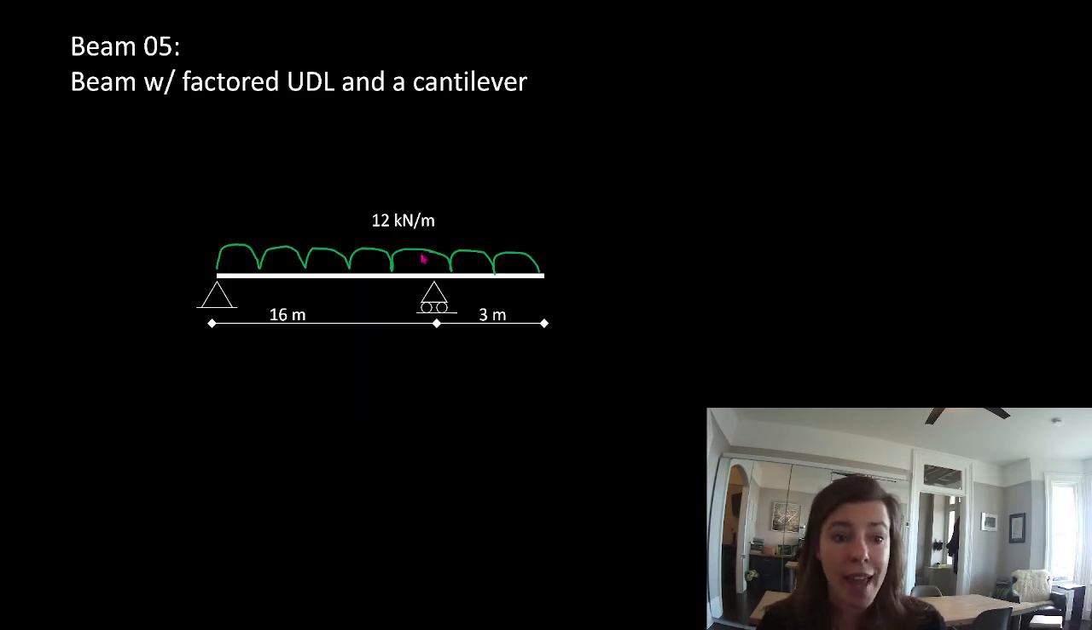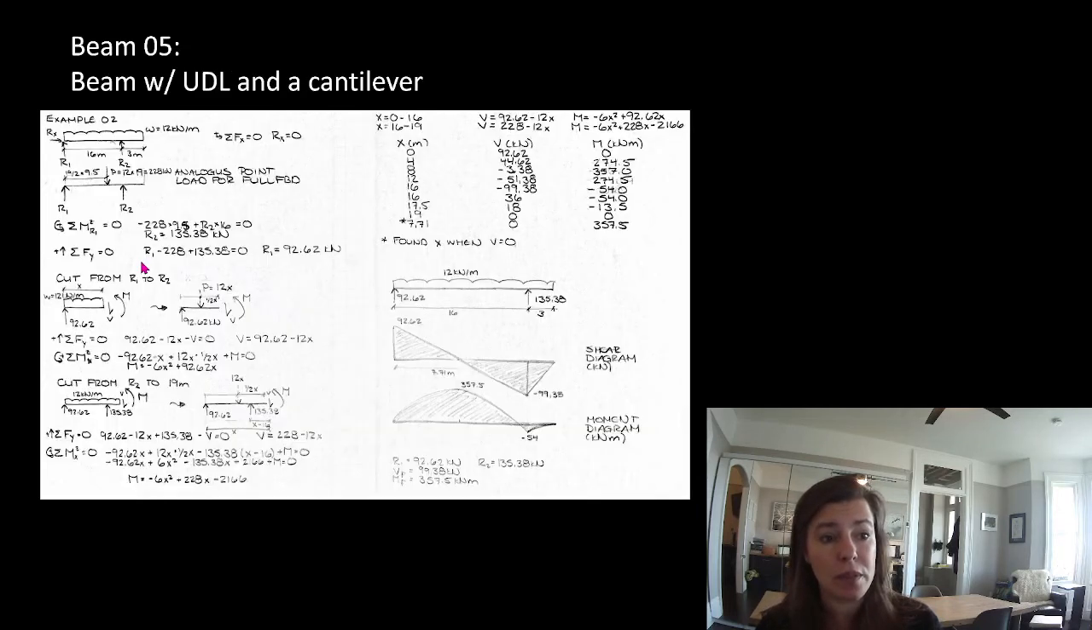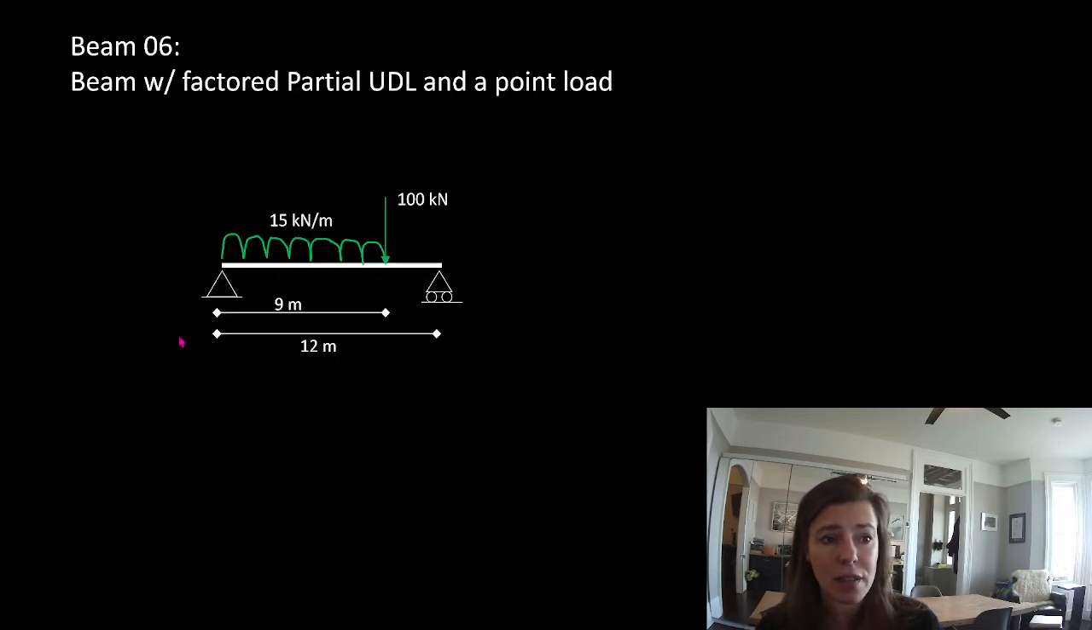This is one that they had worked out in there. So we have a backspan, we have a cantilever, we have a uniformly distributed load. Here it is worked out by hand with method of sections. But look at this one. We have a uniformly distributed load and a point load. That one doesn't seem as normal, does it? That one seems like a partial uniformly distributed load and a point load.